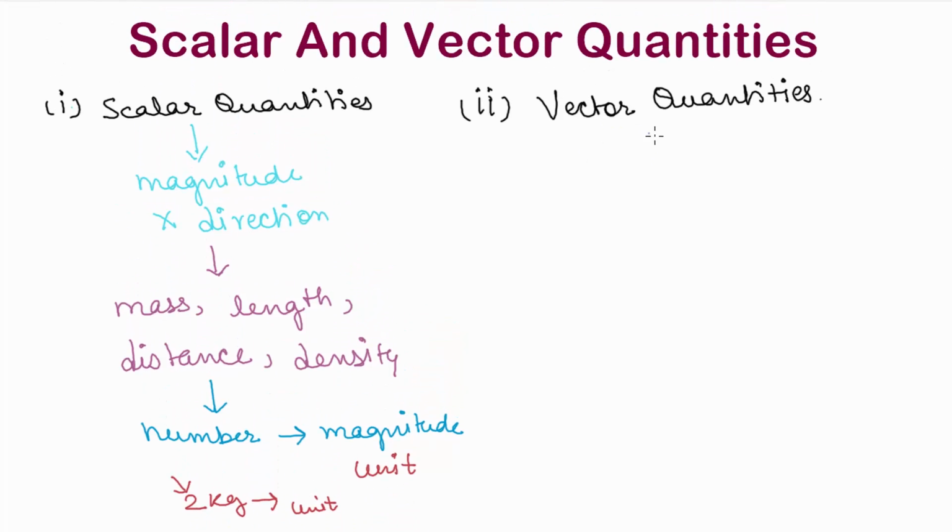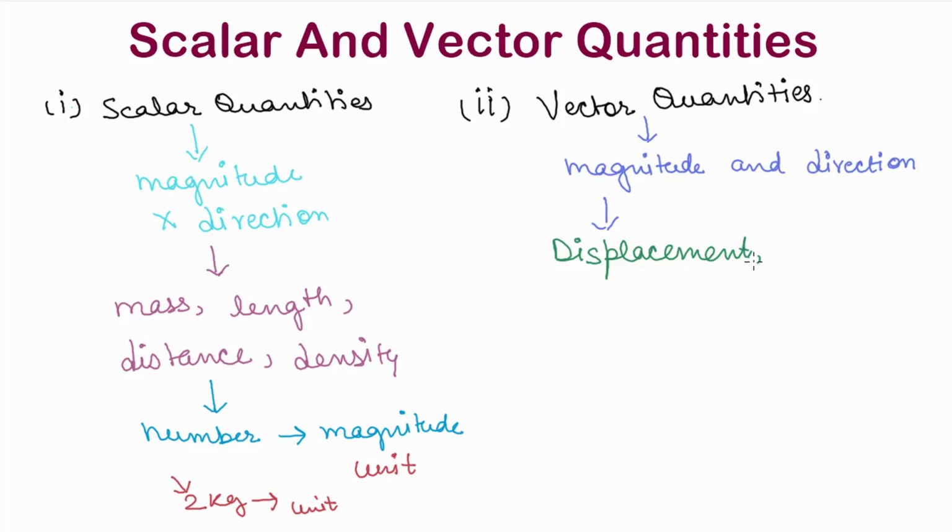Now let us define vector quantities. Vector quantities are those quantities which have both magnitude and direction. Some examples of vector quantities are displacement, velocity, force, gravitation and electric field, acceleration, etc.